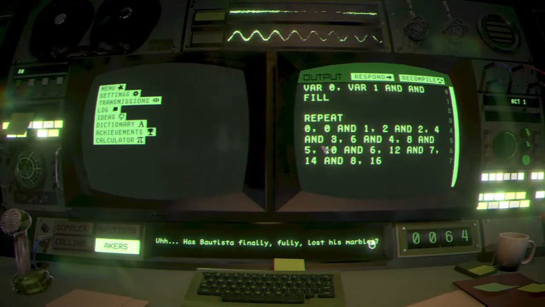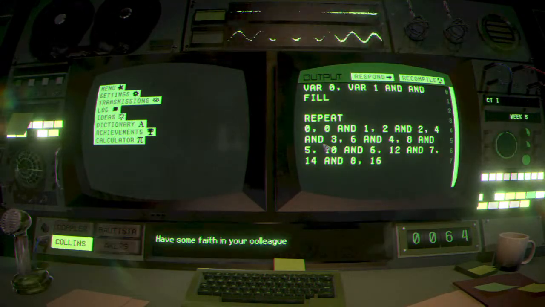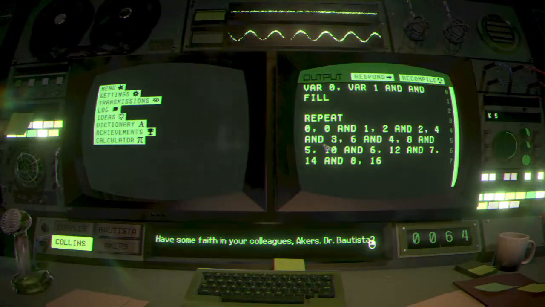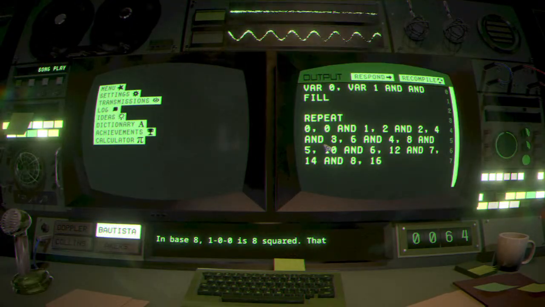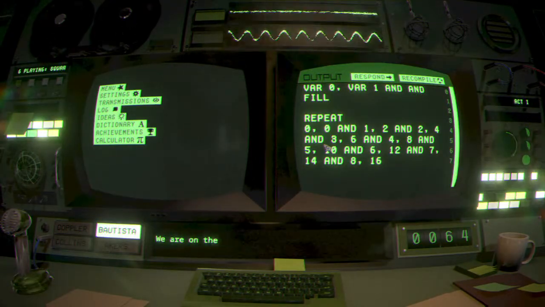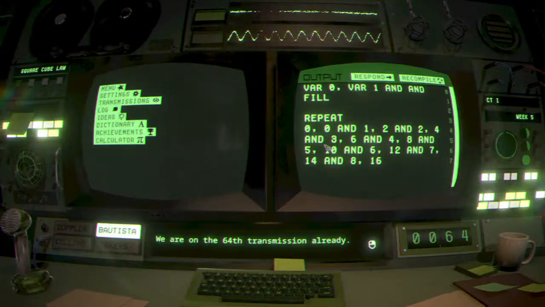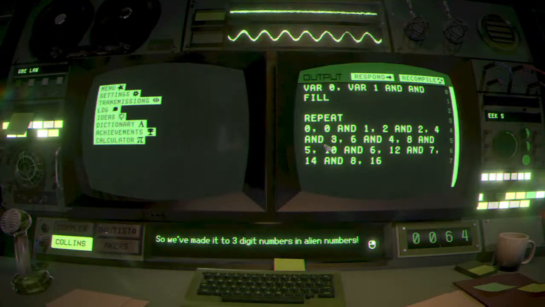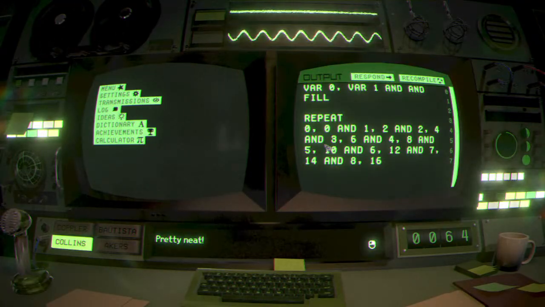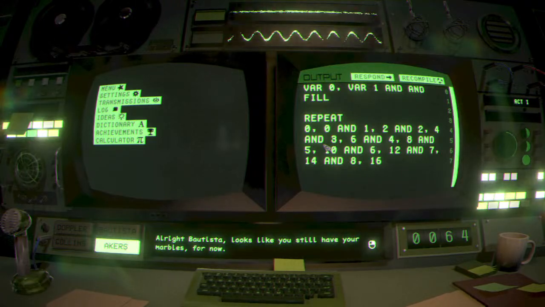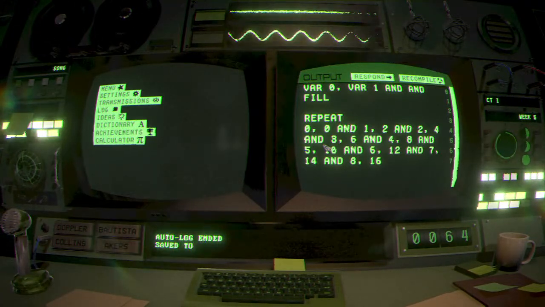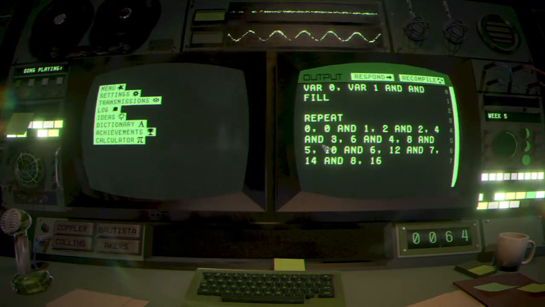Has Batista finally fully lost his marbles? Have some faith in your colleagues, Akers. Dr. Batista, in base 8, 100 is 8 squared, that is 64. We are on the 64th transition already, so we've made it to 3-digit numbers and alien numbers. That is neat.